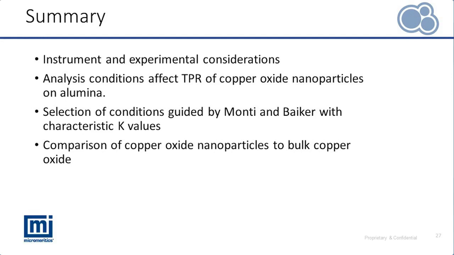We show how these conditions can be used to calculate the characteristic K values for the example of copper oxide and alumina. And finally, a comparison to bulk copper oxide powders was presented to further illustrate how the supported copper oxide affects the temperature program reduction profile and its sensitivities to total flow rate. Although it appears that temperature program reduction is a simple method, it is seen here that many parameters discussed have an effect and should be considered when performing a TPR.